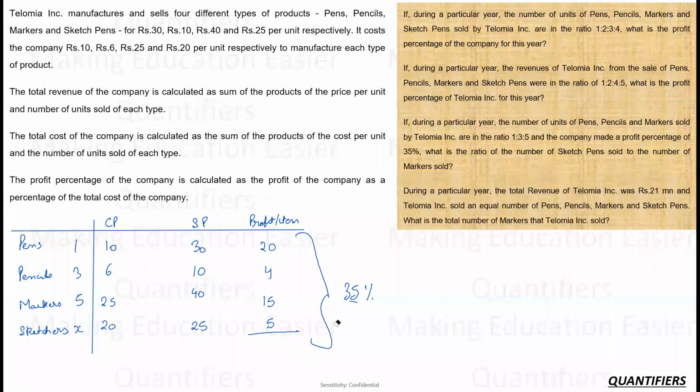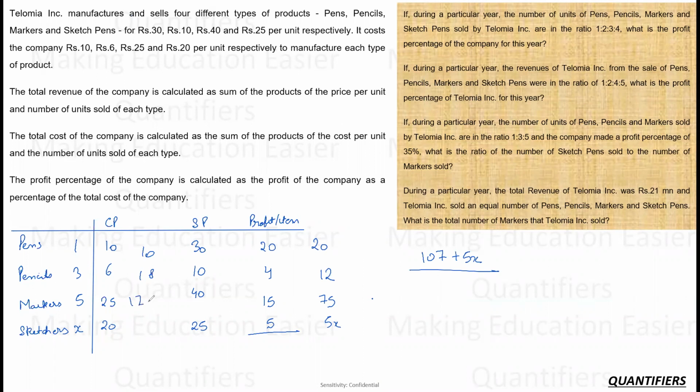Now, how do we calculate the profit? The profit per item is 20. So if one item is sold for pens, the profit generated from this is 20. 12, 75, 5x. The total profit is 75 and 12, 87 and 20, 107 plus 5x. What is the total cost price? 10, 18, 125 and 20x. So 125 and 18, 143, 153 plus 20x.